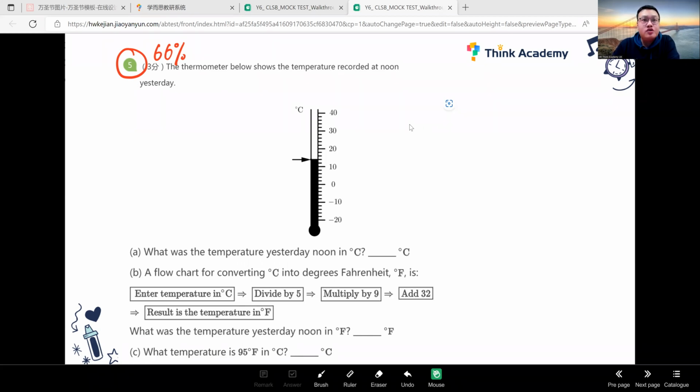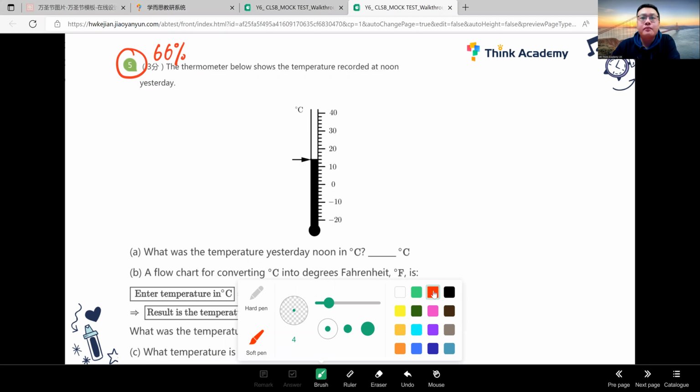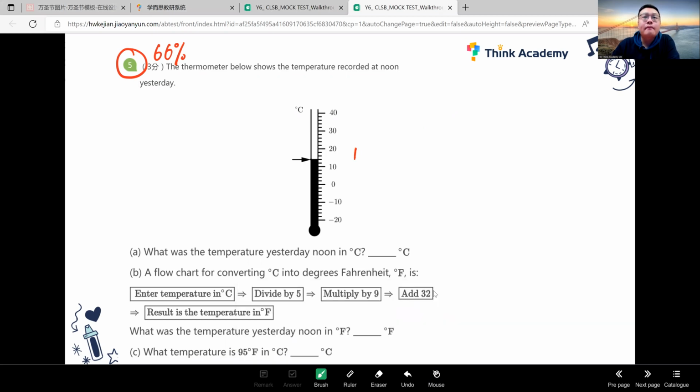You see, from 10 to 20, you have 5 intervals. That means you have to use 10 divided by 5. Steps of 2, that's right. Each step will be 2. And you have 2 small intervals, right? So 2 times 2, you got 4. 4 plus 10 gives you 14. So the first answer will be 14 here.